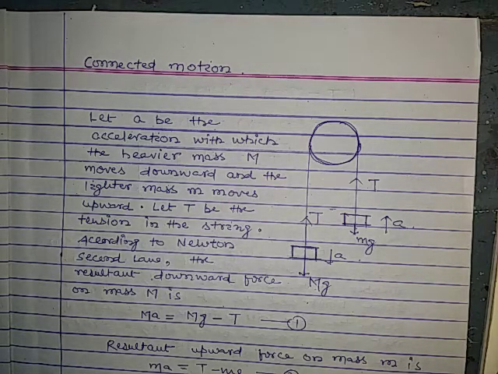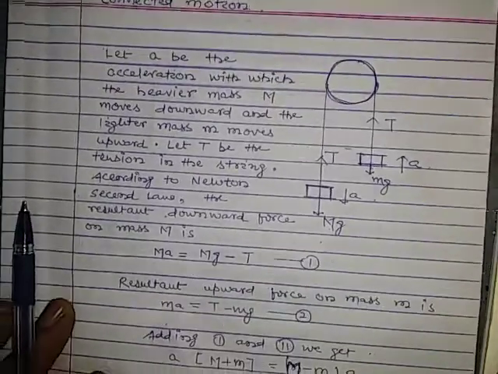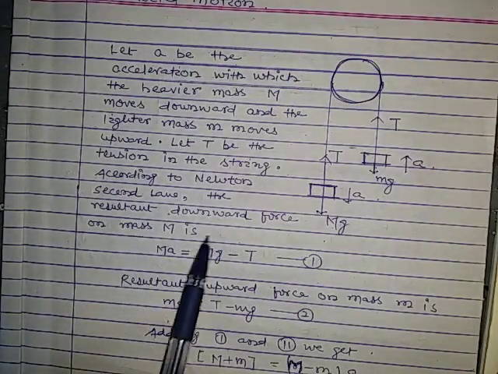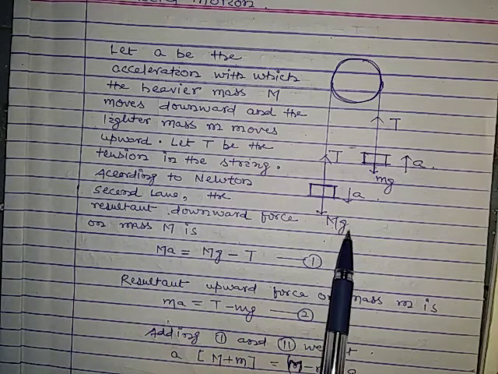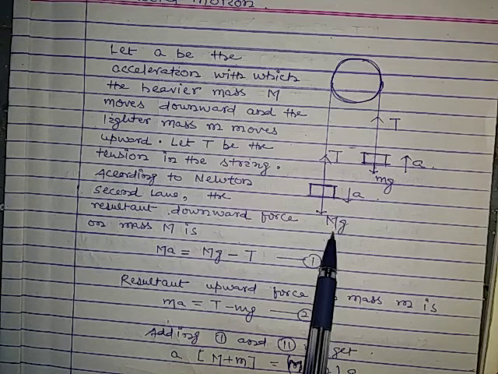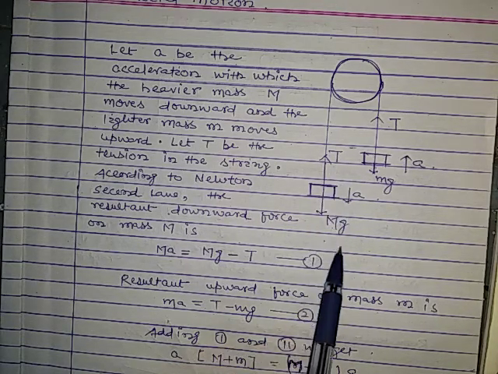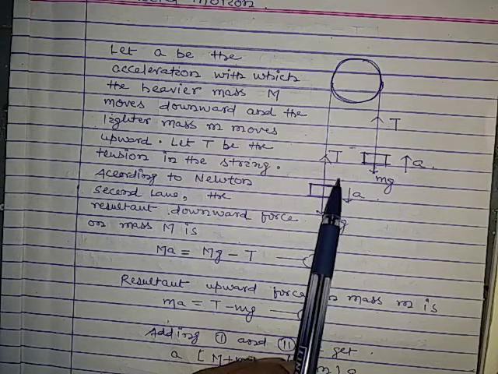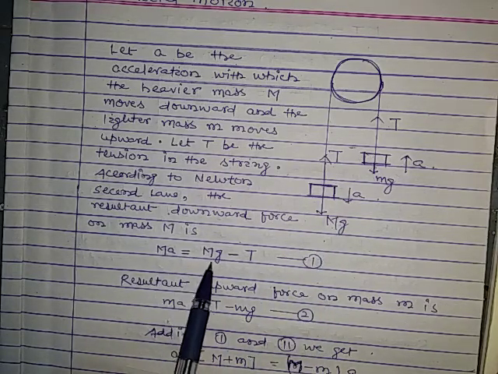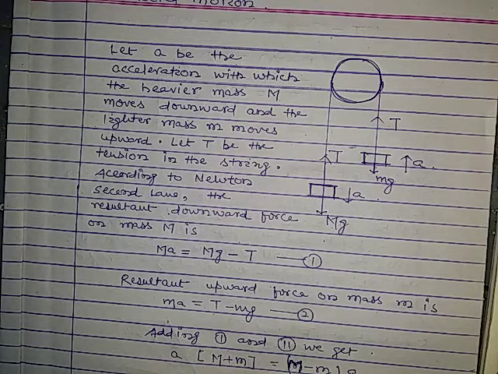Let T be the tension in the string. According to Newton's second law, the resultant downward force on mass M is Mg, which is the greater force, and the tension is less than the weight. So the net force is Ma equal to Mg minus T. This is equation number 1, because Mg is the greater weight and the tension is lesser.